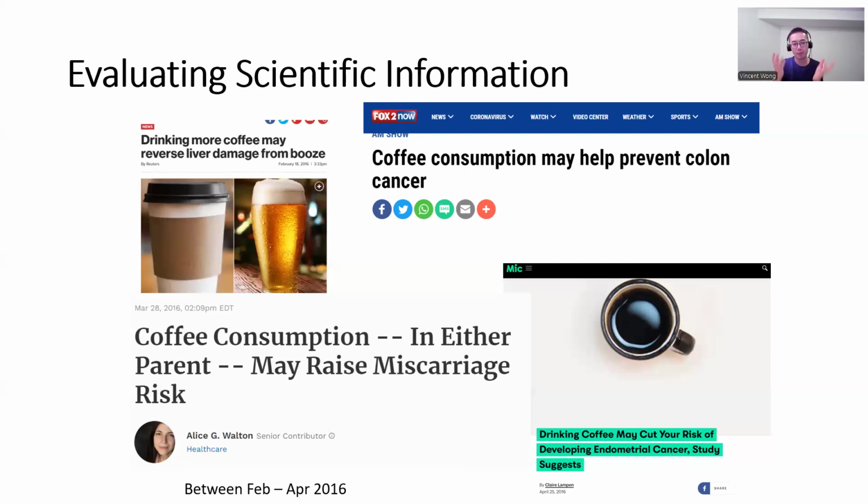And what you must remember again is if you have a big enough data set, let's say I have coffee drinking in one column, and then I have a column about liver damage, a column about miscarriage, a column about colon cancer, a column about graduating from college, a column about how many kids you have, right?